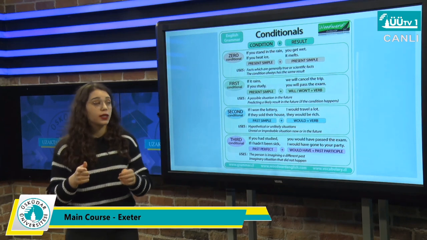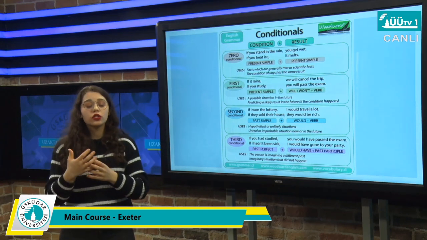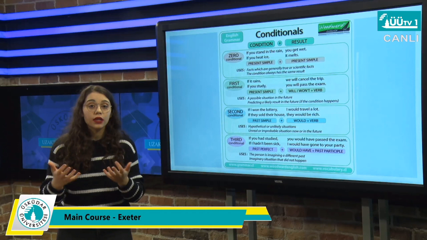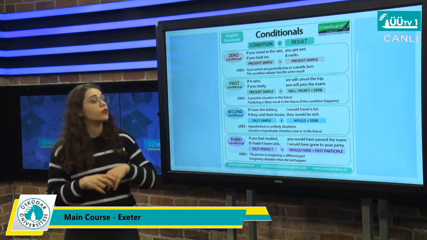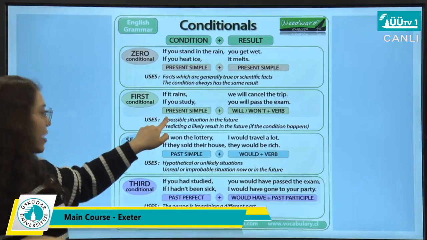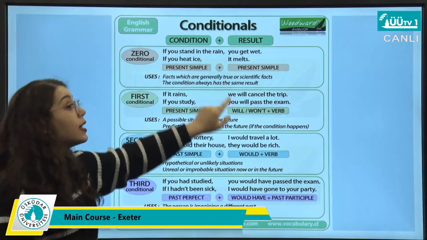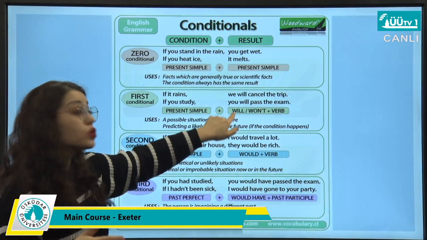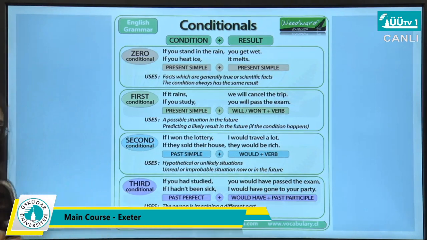There's a possibility. When you're talking about a possibility that can happen in real life, in the future, then you use the first conditional. In the condition part, you use if with present simple, and in the result, the main clause, you use will or won't with the verb one.